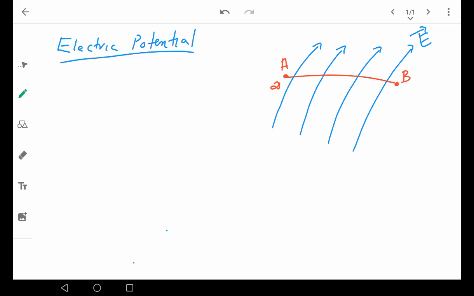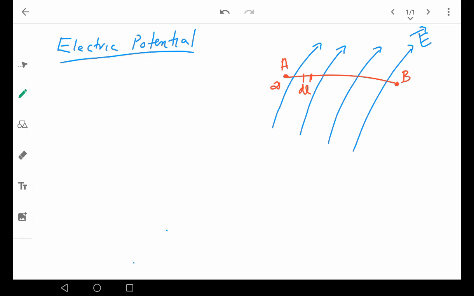You know that due to the presence of the electric field, there will be an electric force on the charge Q. So this means that you will have to do some work for moving the charge from point A to point B. Suppose I want to move the charge through a small distance dl.